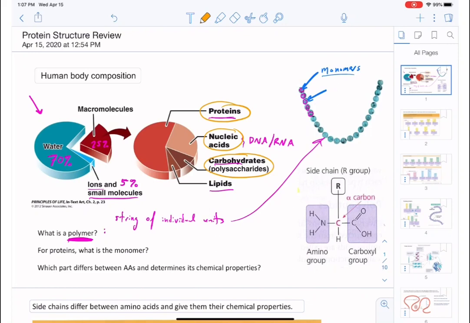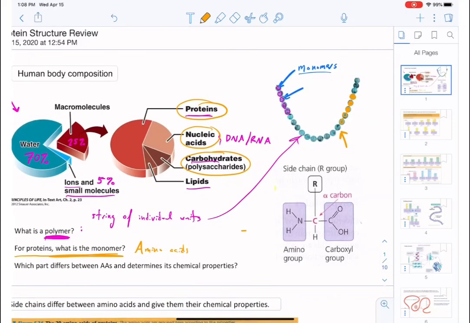So my question is, if this necklace here represents the structure of a protein, a polymer, then for proteins, what is the monomer? What are these individual units that make up a protein? And the answer to that are amino acids. Proteins are made up of a string of individual amino acids. And this is the generic structure of an individual amino acid.